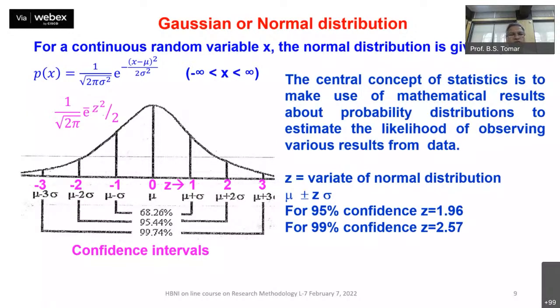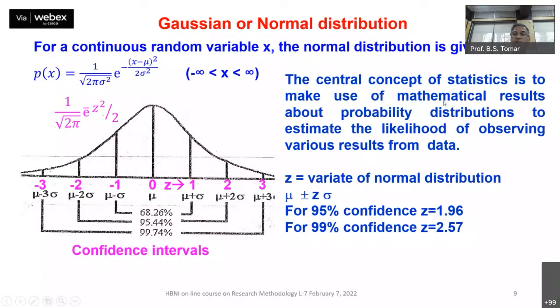So for a continuous random variable x, the normal distribution will be given by P(x) equal to, this is the standard form of a Gaussian distribution, 1 by root 2 pi sigma square, e raised to minus (x minus mu) square upon 2 sigma square, where x can take the value from minus infinity to plus infinity if it is a continuous variable.